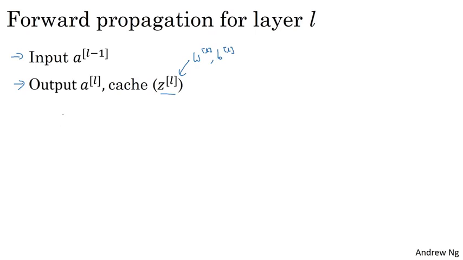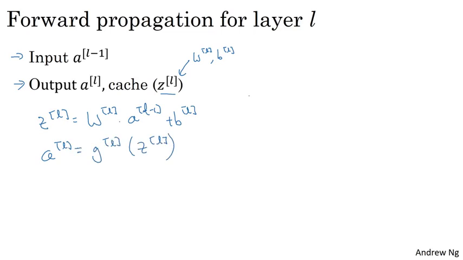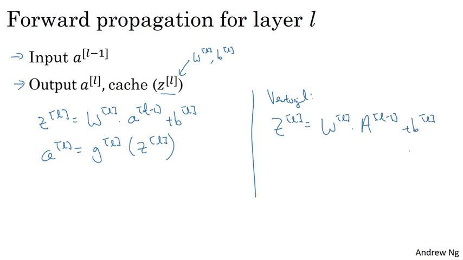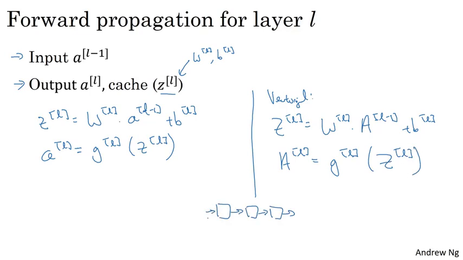And so the equations for this should already look familiar. The way to implement a forward function is just Z^[l] equals W^[l] times A^[l-1] plus b^[l], and then A^[l] equals the activation function applied to Z. And if you want a vectorized implementation, then it's just Z^[l] equals W^[l] times A^[l-1] plus b, with adding b being Python broadcasting, and A^[l] equals g applied element-wise to Z.